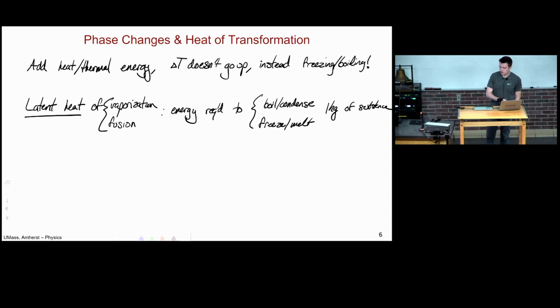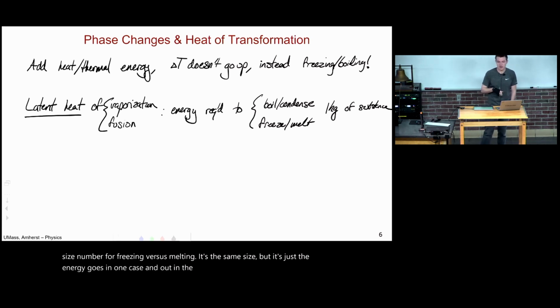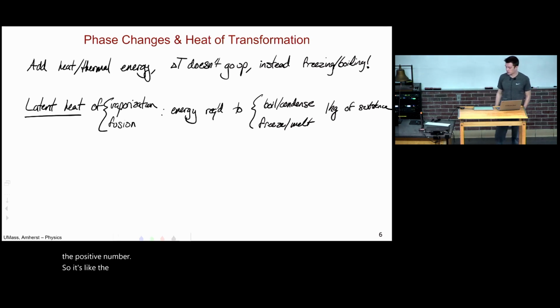Okay, and it's just sort of a fact that if you need to put 200 joules in to boil a kilogram of something, condensing it will release 200 joules, so there isn't a separate size number for freezing versus melting. It's the same size, but the energy goes in one case and out in the other case. The latent heat is defined as the positive number. So it's the energy required, inputted or released, depending on the direction of the process.